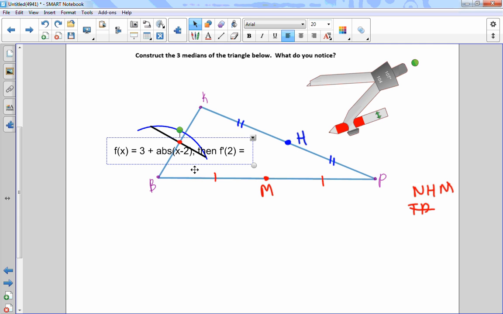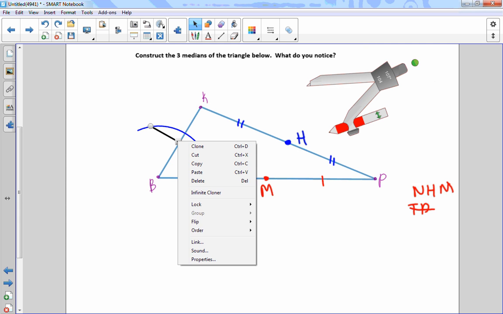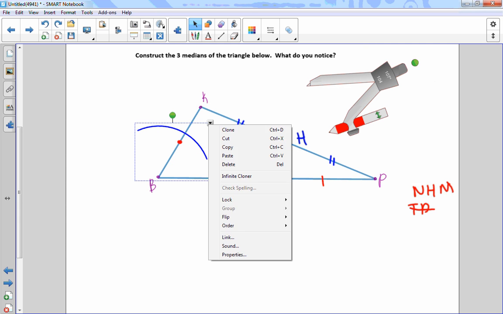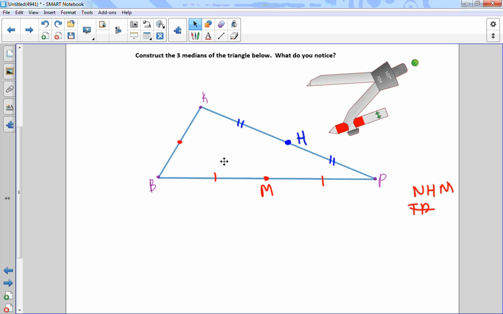And this would be N as in Noah. And then we'll mark these congruent segments with three tick marks. So we found all three midpoints. Now if we connected midpoint to midpoint, that would give us what vocabulary word? Midpoint to midpoint would be a mid-segment.